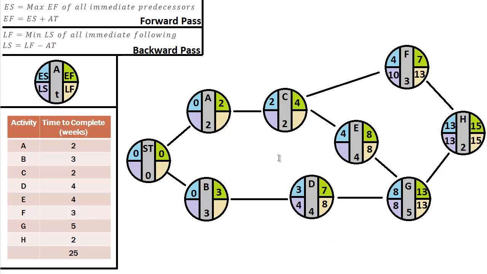And in E, 8 minus 4 as well, so that's 4. All right, now we can proceed to C. So we need the minimum LS of everything that immediately follows C. So we have a LS of 4 in E and an LS of 10 in F. So the question is, which one of those two is the minimum value? Well, of course, it's the 4. So our 4 will be our LF in C. There we go. Let's go ahead and do our subtraction to find our late start, or LS in C, and that's just 4 minus 2, which is 2.